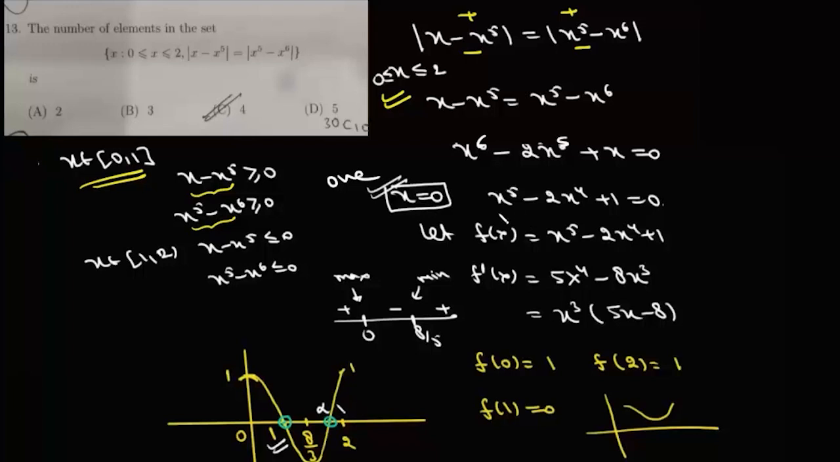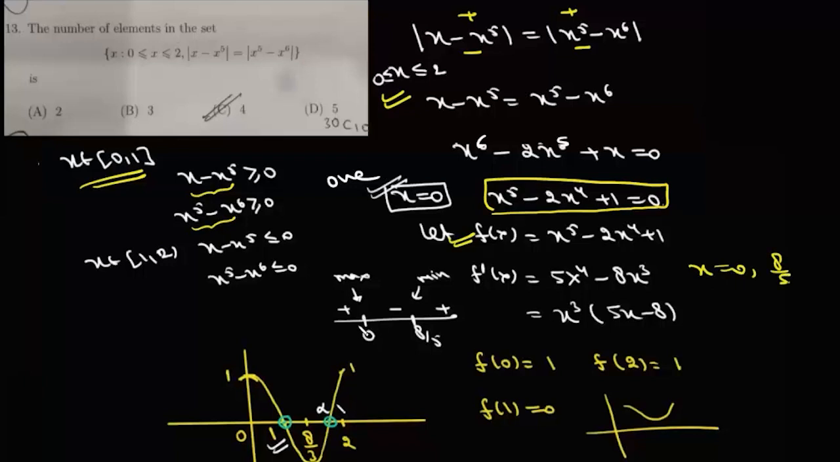So now what we are left with is this equation x to the power 5 minus 2x to the power 4 plus 1 equals 0, and let this be equal to f(x). Now if we find f'(x), it will be 5x to the power 4 minus 8x cube. We can take x cube out. So the critical points here are 0 and 8 by 5.